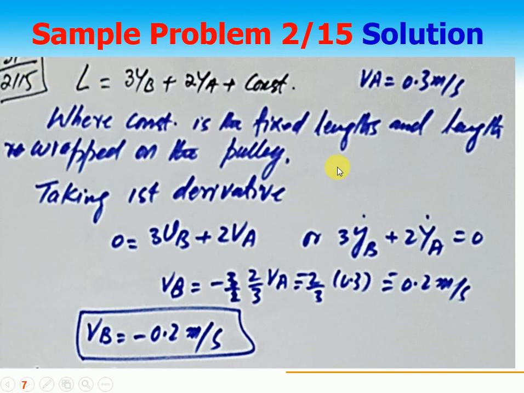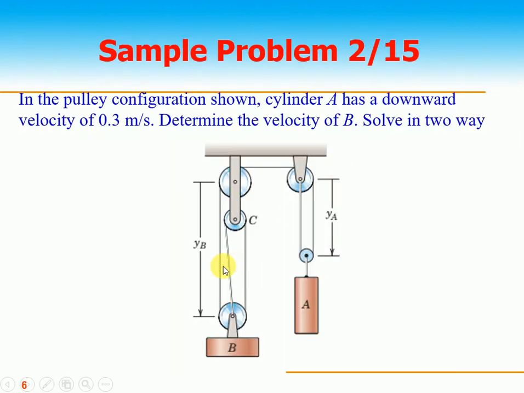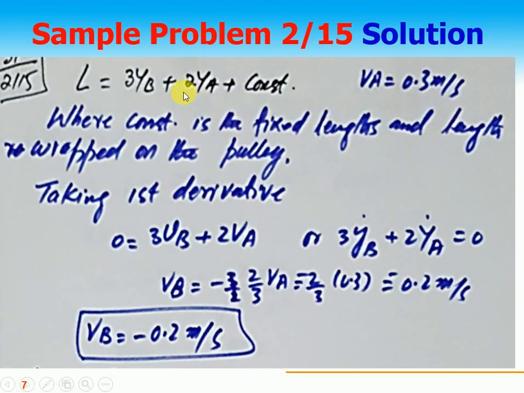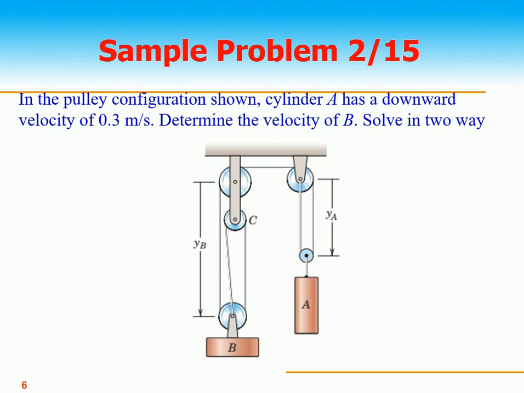So L is equal to, see, 3, 1, 2, 3. I can also take only this distance, right? If you want to take, we can take only C, because this is a rigid body. So I can say 3YB plus 2YA plus constants, right? So if you take the first derivative, 3VB plus 2VA is equal to 0. VA is 0.3, put the value of VA, you get the value of the velocity of B, which is minus 0.2 meter per second, because as we are taking downward velocity positive, upward velocity is negative. This is the only requirement in this question.